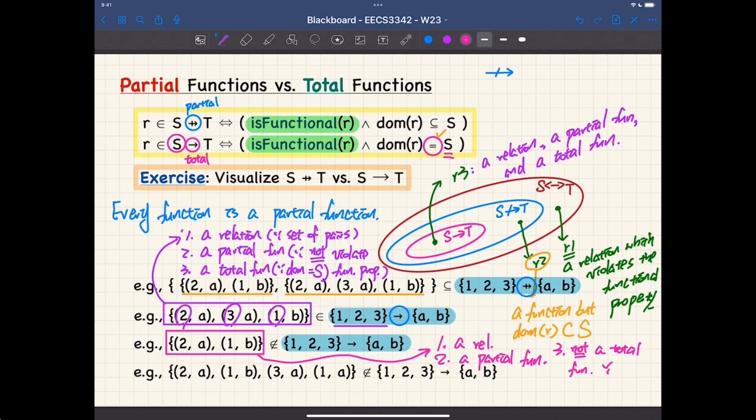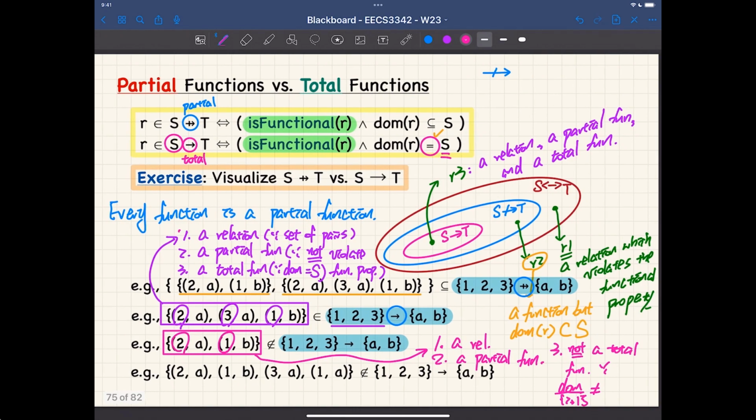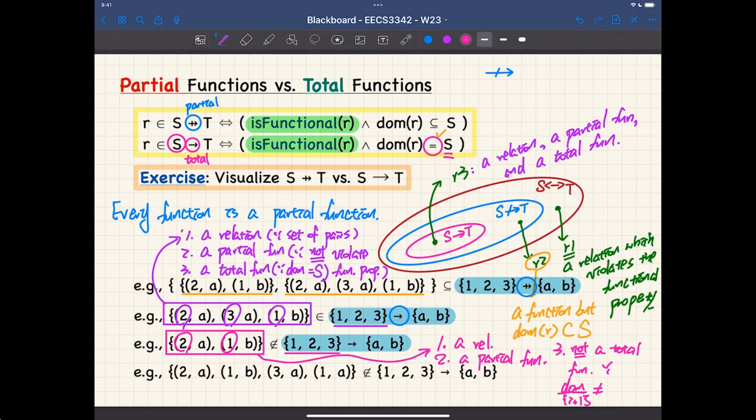because its domain is 2 and 1. Its domain, which is 2 and 1, is not equal to the left set, 1, 2, 3. All right?